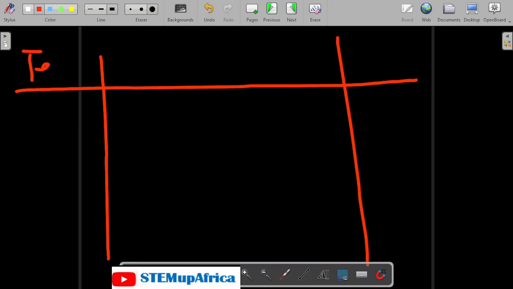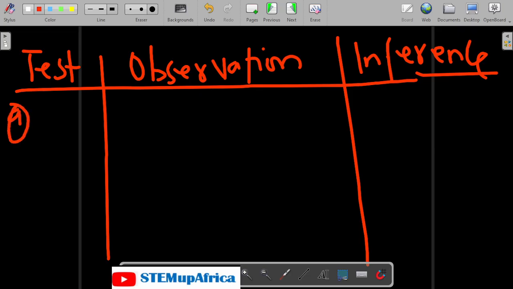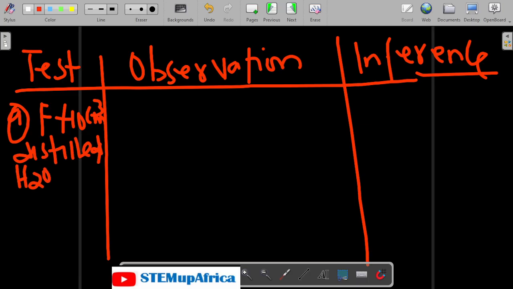So I'm having a test, observation, then inference. So what are we going to have? So A, I will have F plus 10 cm cube distilled water. Okay, so you should stir thoroughly and filter.